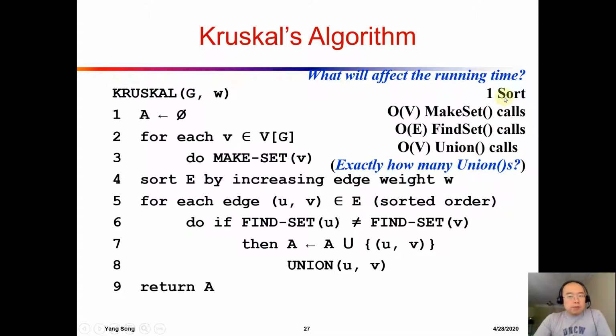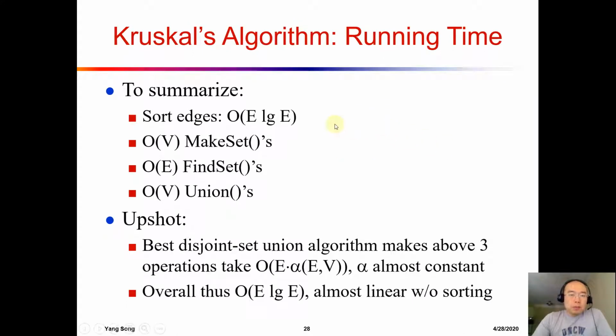So the sort, we know, is n log n, and then for the make set, find set, and union, our next question will be: how computationally expensive are those three function calls? Okay, so that's the summary. We are sorting the edges, so that is E log E, and then we have O(V) make set, O(E) find set, and O(V) union. If we somehow can prove that the sort is the most significant term, then this Kruskal algorithm will be O(E log E).